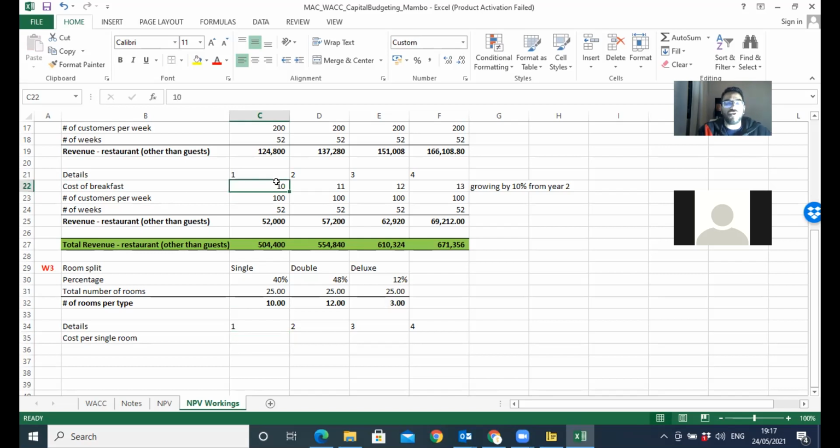But it's not clear to me. So what I'm doing is I'm assuming the price that they're giving us is year one's price, and then I grow from year two. If they gave me the current price, then I would have grown by the 10% from year one onwards. That's something you just need to, maybe when you look at the solution, you can see what they do.